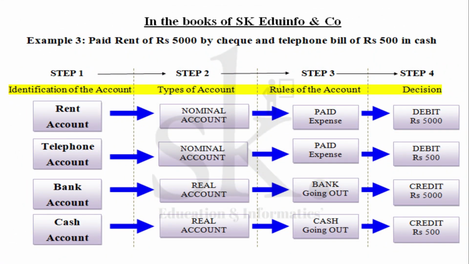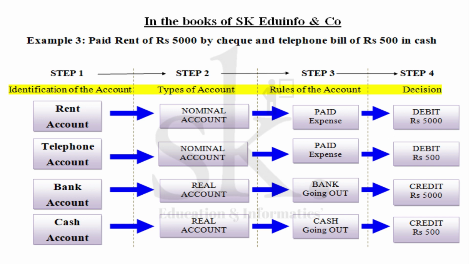Paid rent of rupees 5,000 by check and telephone bill of rupees 500 in cash. Now we have paid rent of rupees 5,000 via check, and the telephone bill has been paid via cash, and both amounts are different. So how many account heads are we coming to? There are rent account, bank account, telephone account as well as cash account. So 4 account heads are coming. Now rent as well as telephone are nominal accounts, bank and cash both are assets, part of real account.